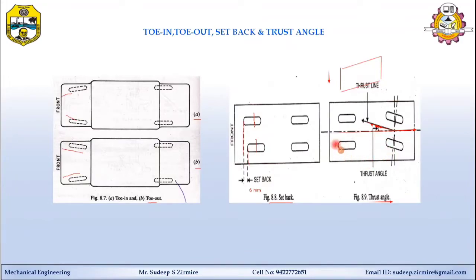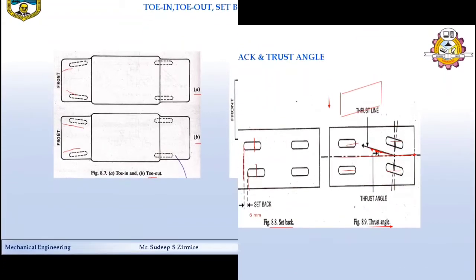When all four wheels are parallel to each other, meaning zero thrust angle, in that case it is called tracking.